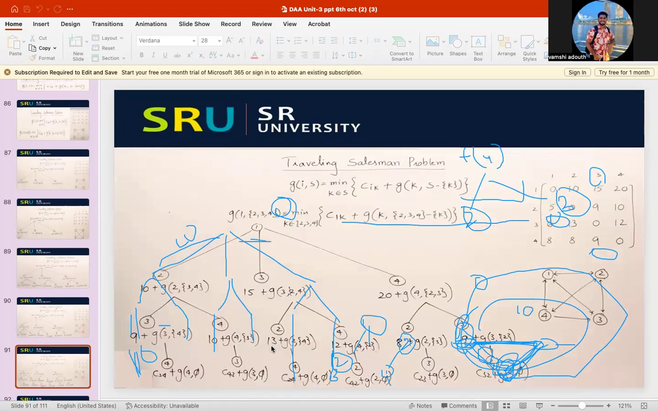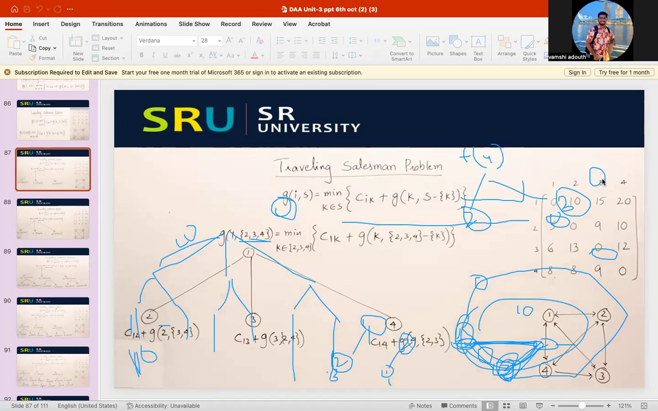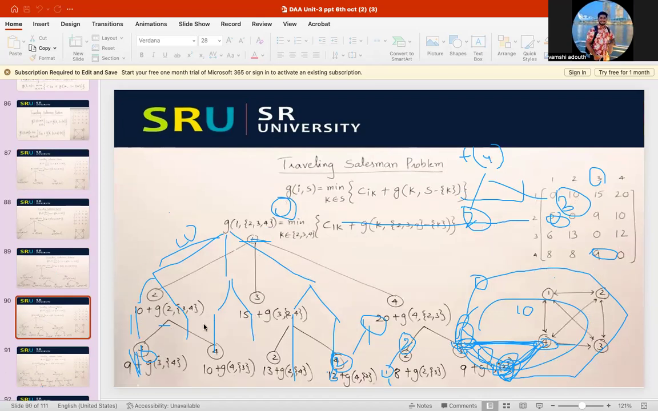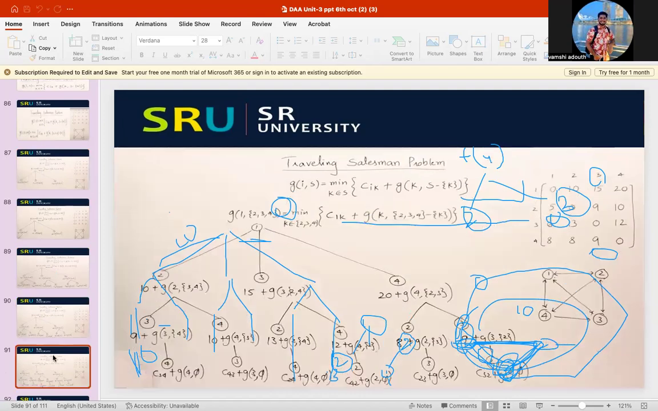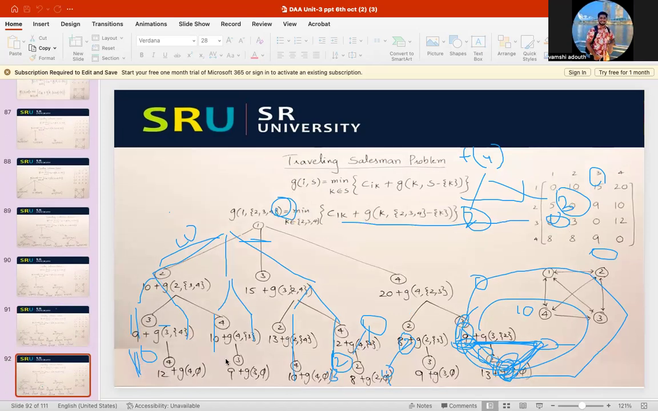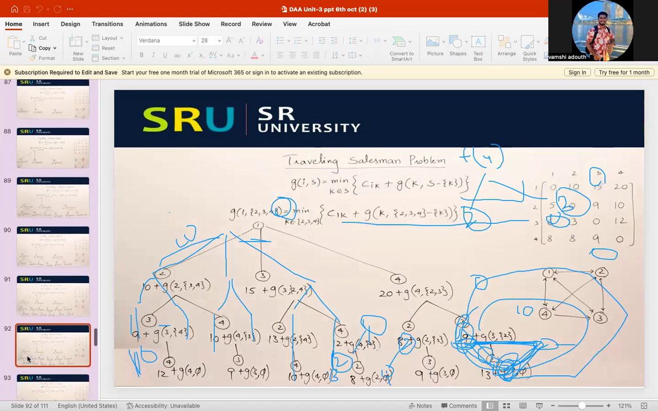Now we have to get the value for 1 comma 3. What is 1 comma 3? It is 15. So we get the value 15 here. 1 comma 3, 15. Likewise 1 comma 4, 20. So likewise, we have to calculate all the values until we reach the end. Then we get the minimal value from here. That route we will choose as the shortest route.